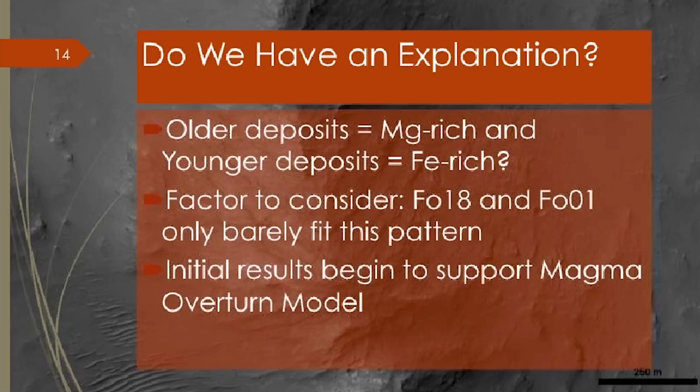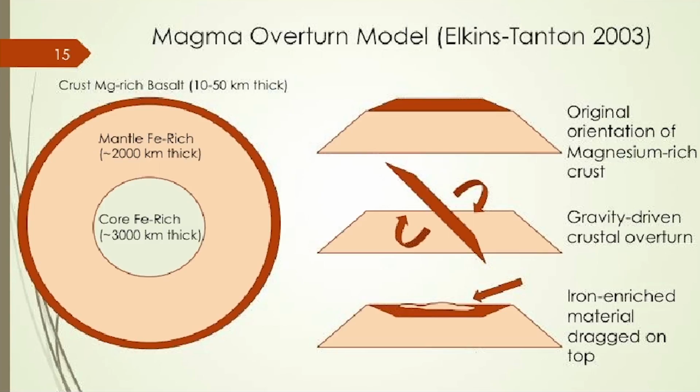So do we have an explanation for this? It's kind of a complex thing we have going on. In our primary results, we're seeing that there's a transition from magnesium-rich magmas to the more iron-rich magmas. So we were curious why this is happening. There is one important factor, that Fo-1 and Fo-18 aren't quite fitting into this, so it could be another explanation. But basically, we are starting to see results that are supporting the magma overturn model. And this was proposed in 2003 by Elkins-Tanton, and it's this idea that there's a gravity-driven overturn of crust. So Mars works a little differently than Earth.